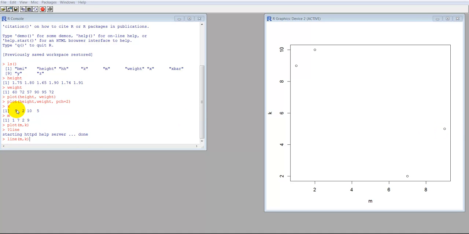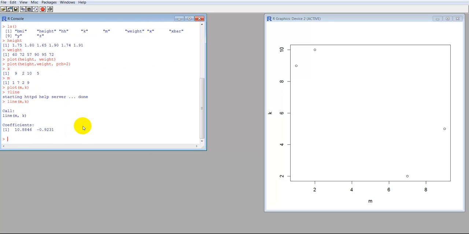The way it does it is like this. It says, okay, this is the first point, so it starts there and joins it to the second point, which is over here, 7, 2. So it's going to go here, then it's going to go to the third point, which is 2, 10, back up here. So let's do it and see what I mean.